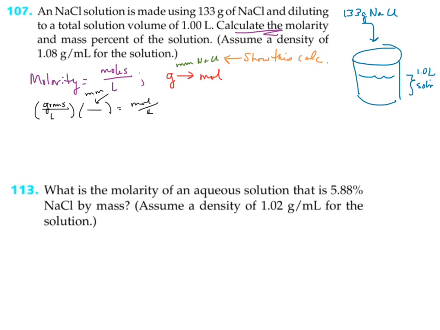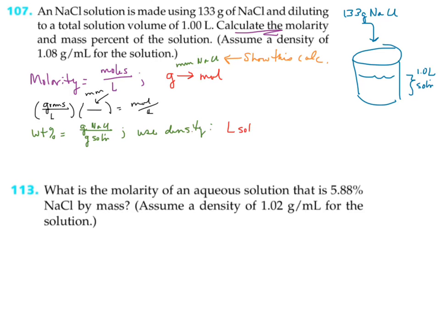So for the first part, to calculate the molarity, I put it there in purple. Remember, what does molarity mean? Well, in this case, it means moles of NaCl per liter of solution. Okay? Well, we have grams of NaCl per liter of solution, so we know we can get from grams to moles using the molar mass of NaCl. In orange, I said show this calculation. Basically, you're going to start with that 133 grams NaCl over 1.0 liter of solution, which is what you were given. You're going to use the molar mass to get to moles of NaCl per liter of solution. That's the first part.